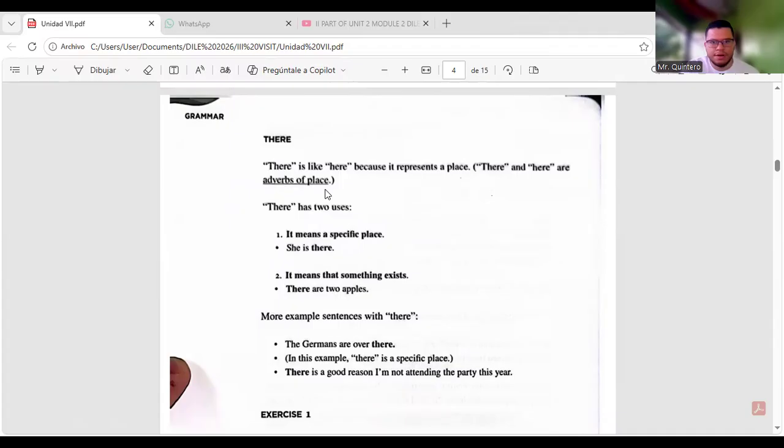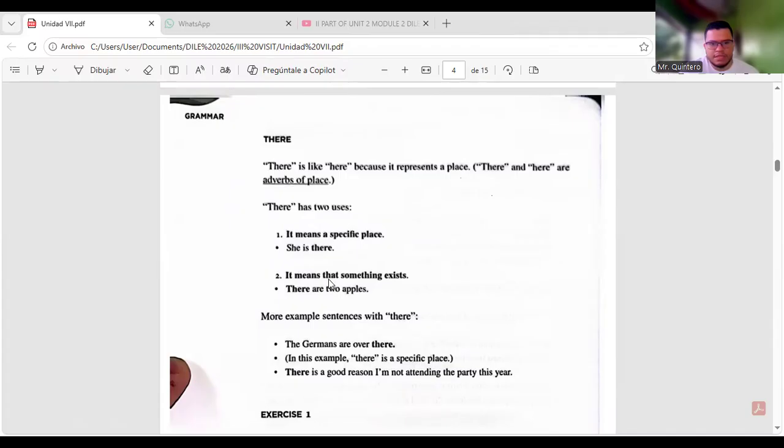There is like here because it represents a place. There and here are adverbs of place. Son adverbios de lugar. There has two uses. It means a specific place. She's there. Esto significa que hay un lugar específico. Por ejemplo, ella está ahí.